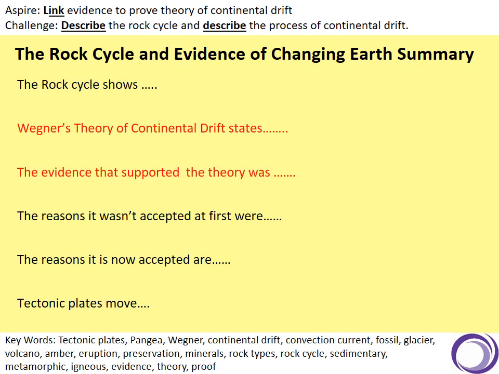So you should be able to now explain what Wegener's theory of continental drift states, and also point out some of the evidence that he used to support that theory. And I'm going to give you 2 minutes to record that information.